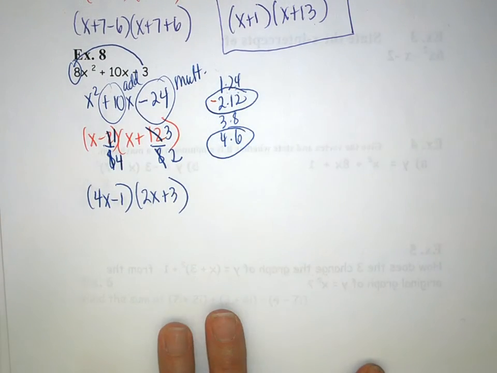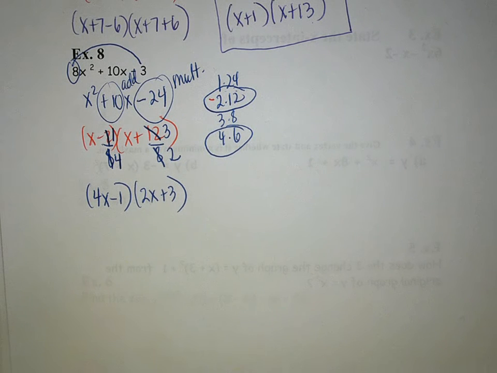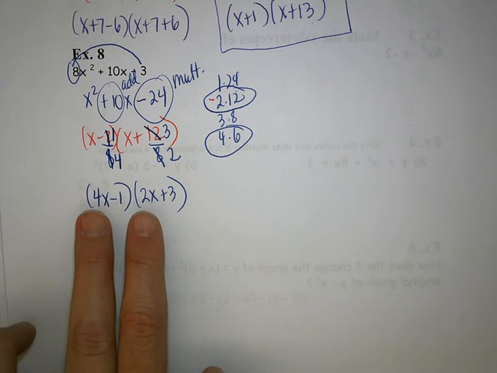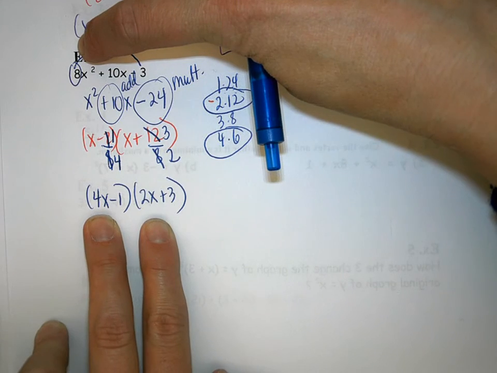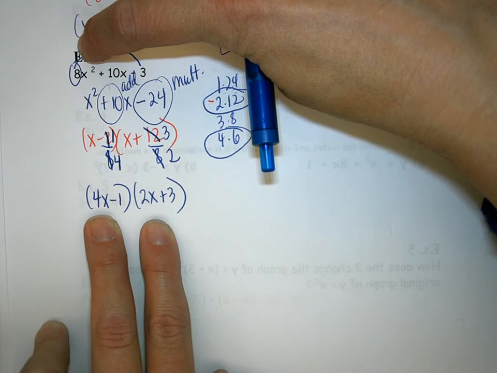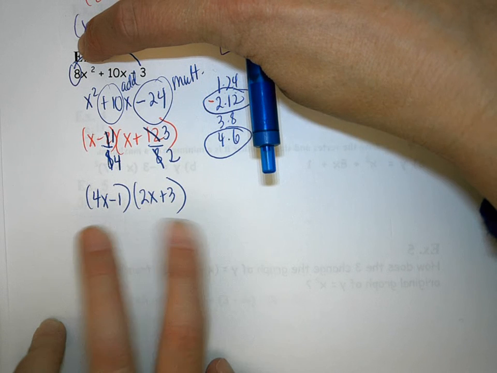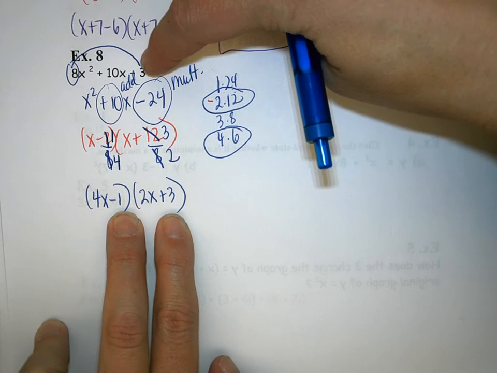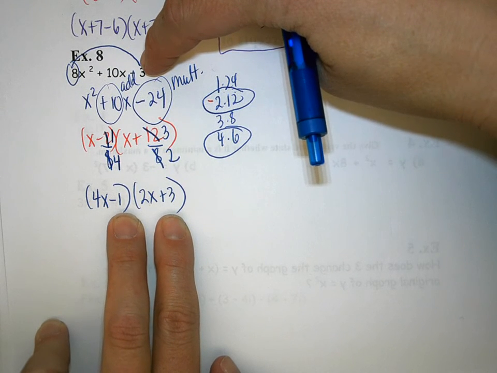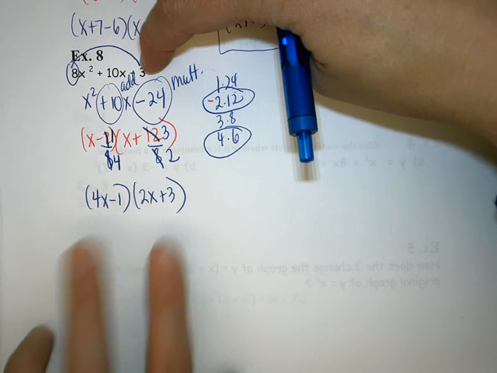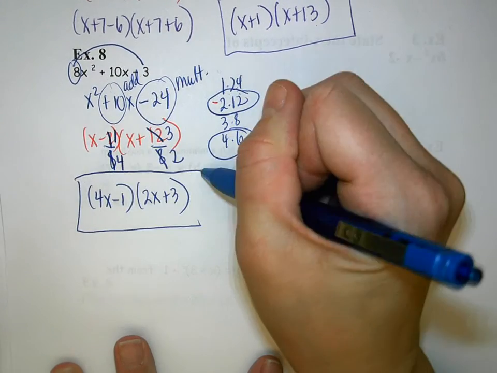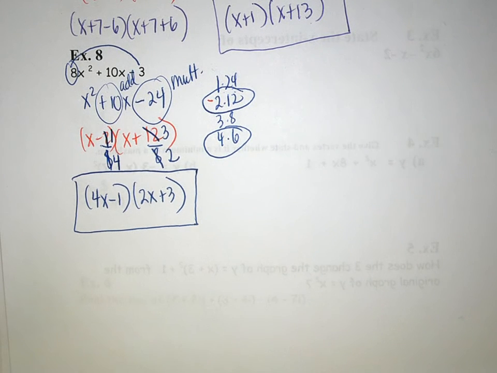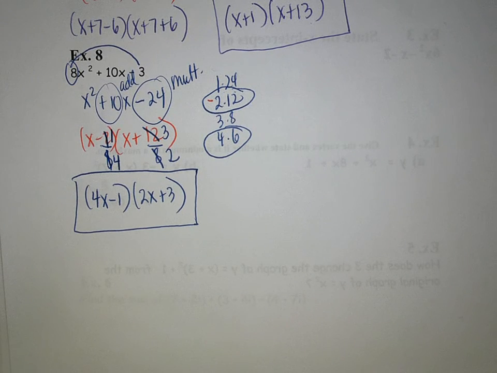Who remembers how we can double check that we actually did it correctly? Your front two numbers should multiply to be your original front number. So 4x times 2x, does that make 8x squared? Yes. Okay, and your last two numbers should multiply to be your last number. Do those multiply to be the correct number? Yes, so I know I did it right. Those of you that got it wrong, if you would have double checked yourself, you would have seen that you made a mistake by doing that little check. Okay, any questions there?